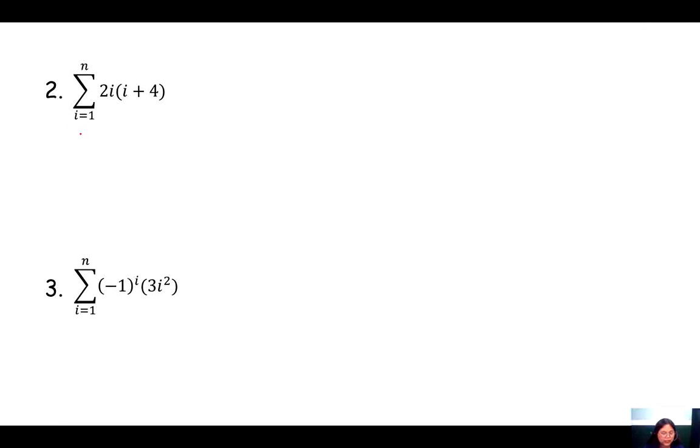So our given is the sum from i equals 1 to n of 2i times (i plus 4). Let's expand. Our starting point is 1 and this is infinity. So 2 times (1 plus 4), plus 2 times (2 plus 4). Observe carefully the substitution for the value of i.